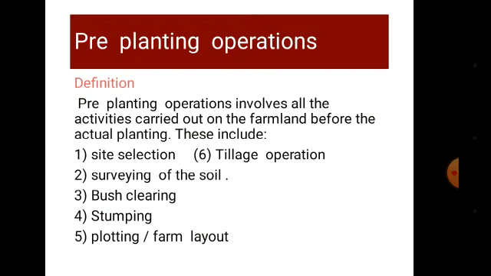The last one, which is the tillage operation. After the bush has been cleared and the stump removed, there is the need for the soil to be prepared before seeds or seedlings are planted. This is why tillage is done. Tillage is the manipulation of soil either manually by using hoe or mechanically by using plow, harrow or ridgers.